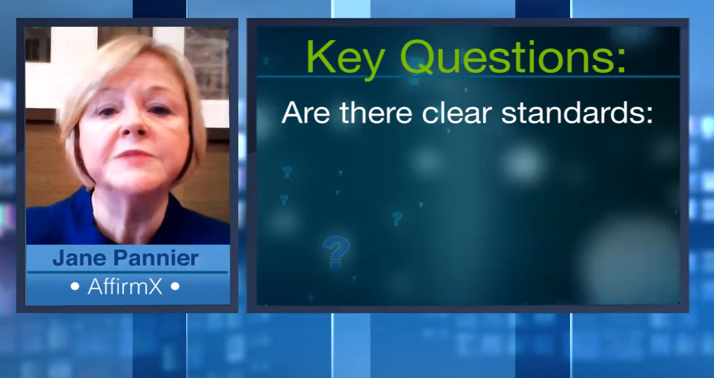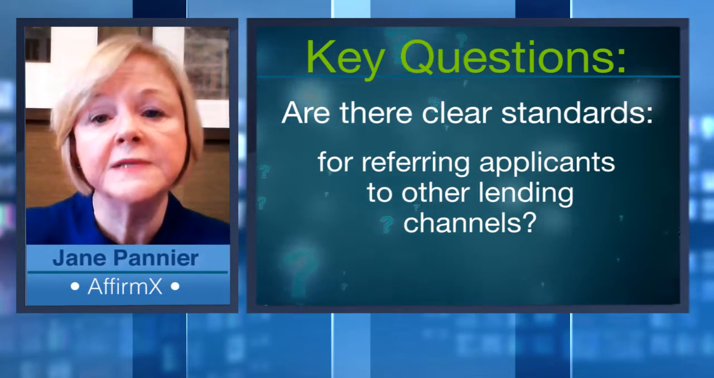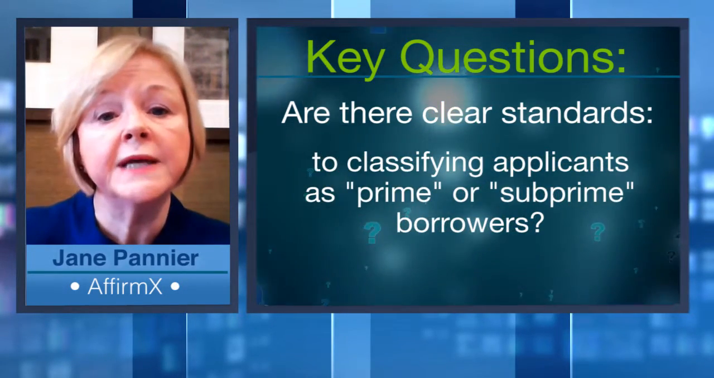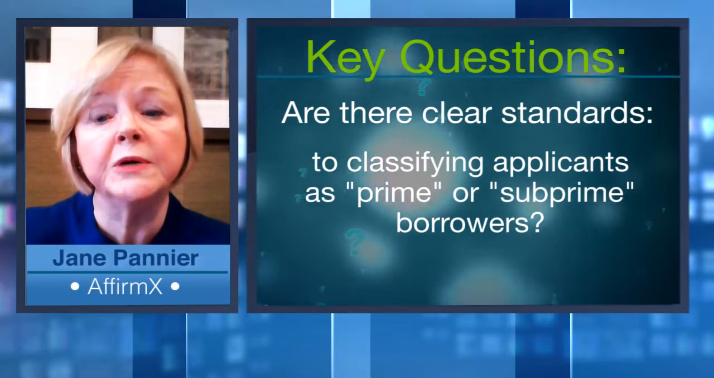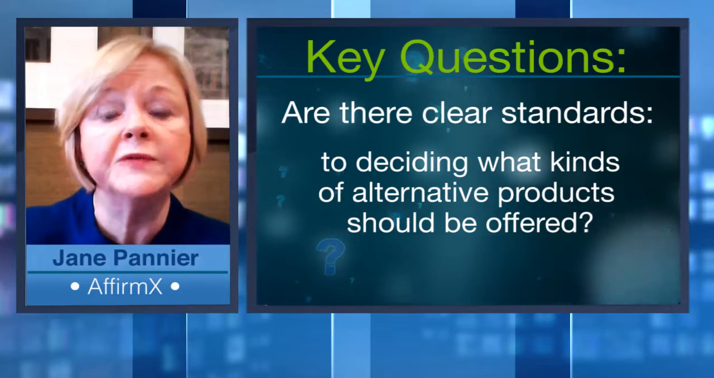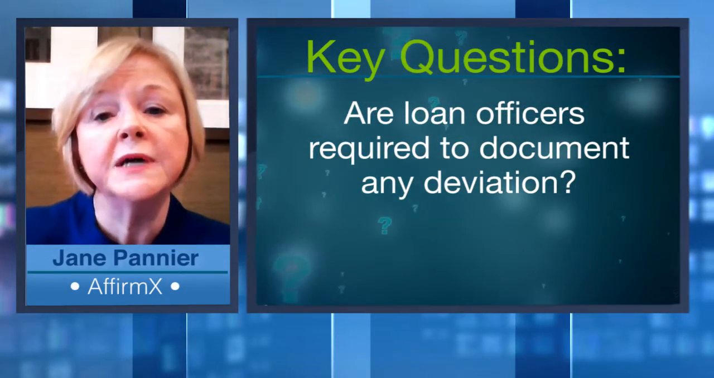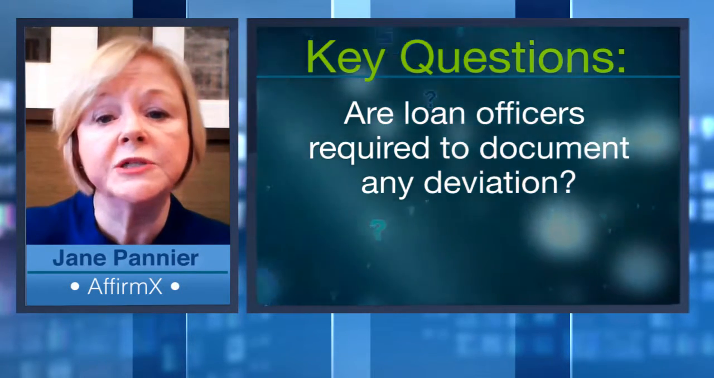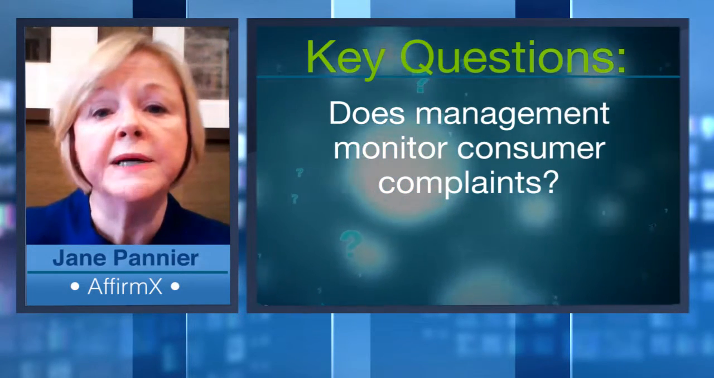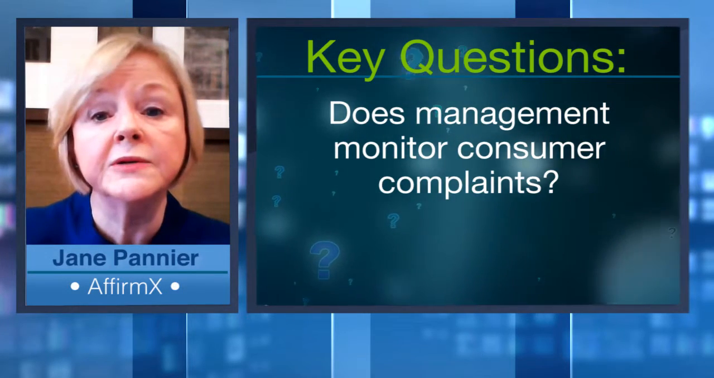Are there clear and objective standards for referring applicants to subsidiaries, affiliates, or other lending channels within the bank or credit union, to classifying applicants as prime or subprime borrowers, or to deciding what kinds of alternative loan products should be offered or recommended to applicants? Are loan officers required to document any deviation from the rate sheet or underwriting requirements? And lastly, does management monitor consumer complaints alleging discrimination in loan pricing or underwriting?